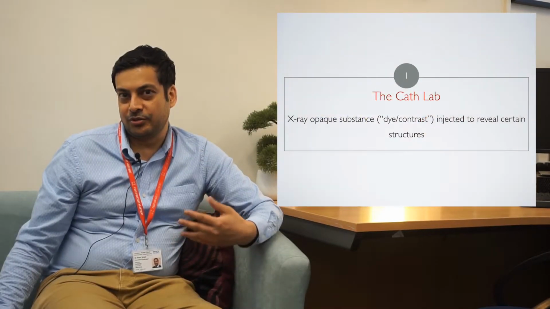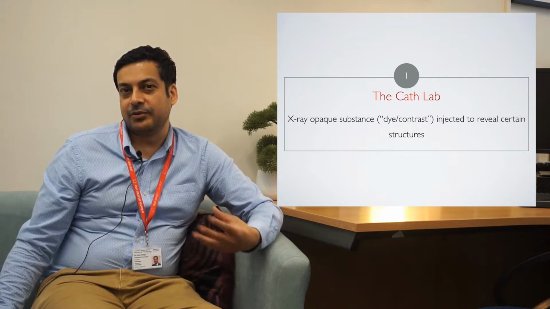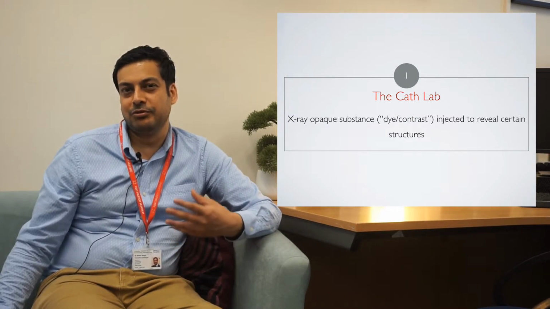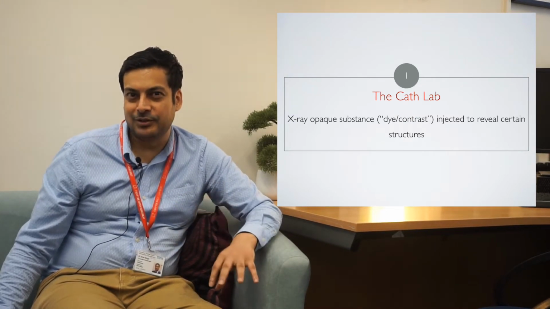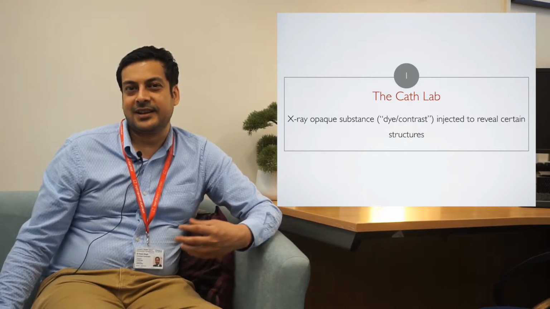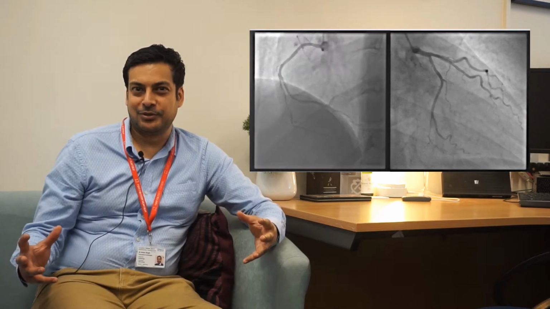Together with that, we have another concept where we use something called contrast. We use an X-ray opaque substance to reveal certain structures that we are interested in particular, in this case, obviously the coronary arteries. So we inject contrast, which lights up the coronary arteries, and then we can shoot X-ray, and we can see the coronary arteries in clear detail against the background of all the other tissue in that part of the body. And so you get a picture like this.